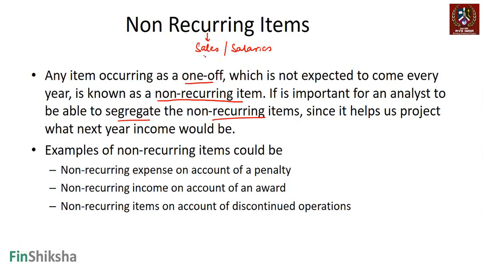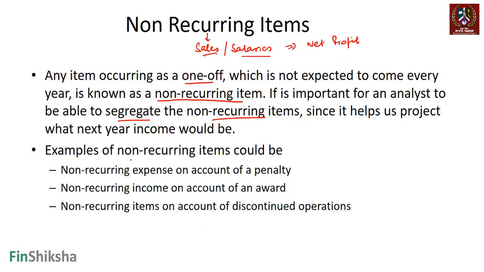So if you have to project the sales for next year and expenses for next year and then be able to arrive at net profit for next year, it is important for us to try and find out, looking at this year numbers, what numbers are specific to only this year and what numbers could continue and come over the next few years as well, right?